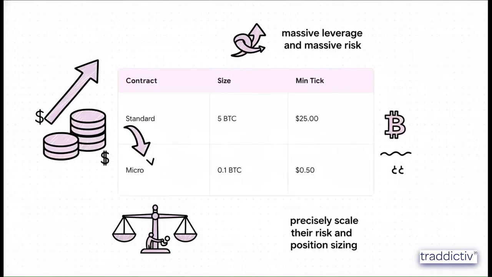To get really practical for a second, let's talk about how you actually size your positions using the real instruments available for this market. Take a look at standard Bitcoin futures. One contract represents 5 Bitcoin, meaning every single minimum tick movement swings your account by 25 bucks. That is massive leverage and pretty massive risk if you're trading a smaller account. But compare that to the micro Bitcoin futures. That contract represents just 1/10 of a Bitcoin, making a minimum tick only 50 cents. This is a total game changer because it allows traders to precisely scale their risk and position size without getting totally wiped out by a single bad trade.